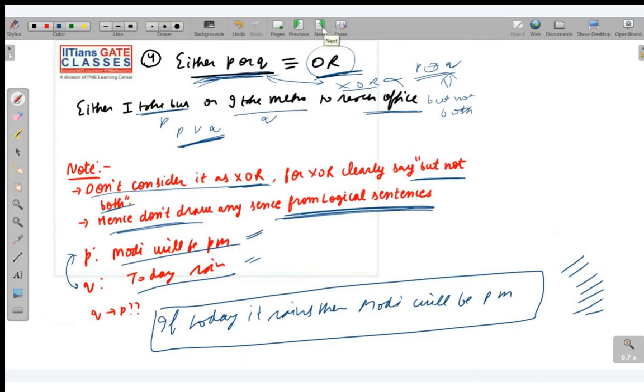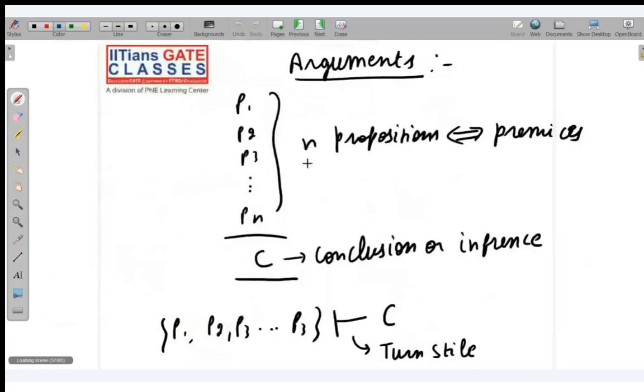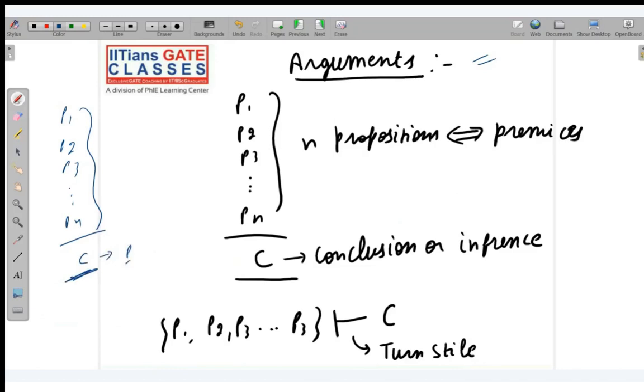Okay, I'm jumping now. Next topic is arguments. See, we are jumping to the new topic, that is arguments. What does an argument say? We have some propositions like P1, P2, P3, dot dot dot up to Pn. From these propositions, I will try to draw a conclusion. That conclusion is also a proposition. So this entire thing is known as an argument.